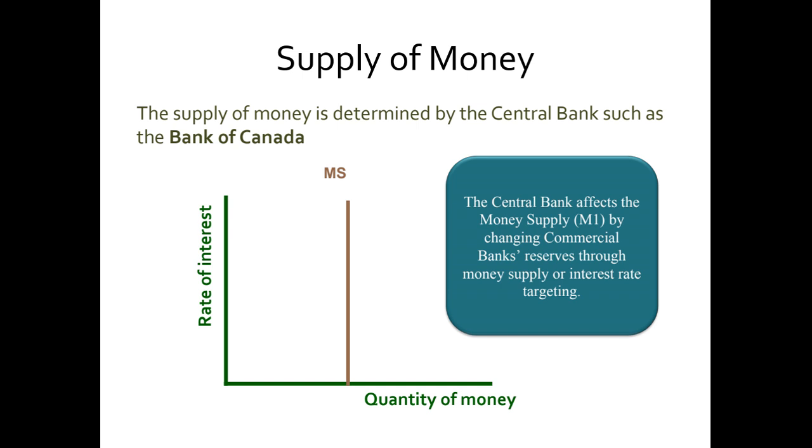As you can see in the diagram, money supply is a vertical line that is determined by the central bank. On the horizontal axis, I have taken the quantity of money. On the vertical axis, the rate of interest, that is the price of money.